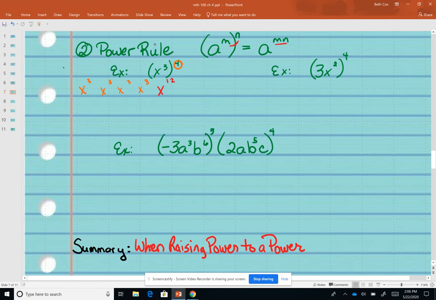That's what the 4 means. And then the little 3, well, we know what those mean. It means that those are 3 of those. And so everything's multiplied together. And so I'm looking at 12 x's being multiplied together, which is how I get x to the 12. So that's what's going on behind the scenes. Okay. So shortcut, when taking a power and raising it to a power, then we can multiply our exponents.